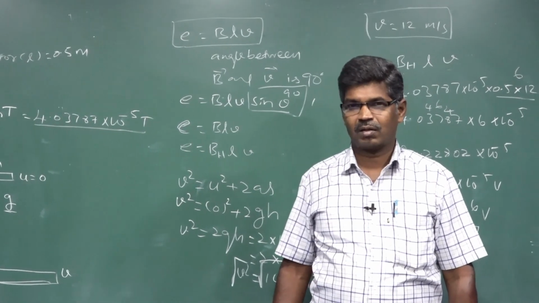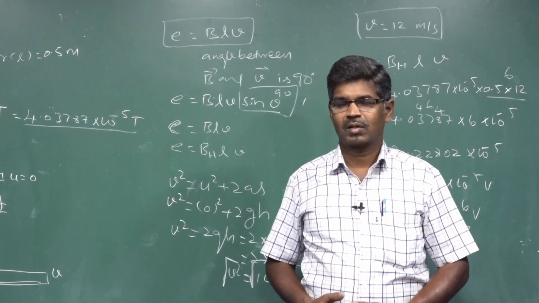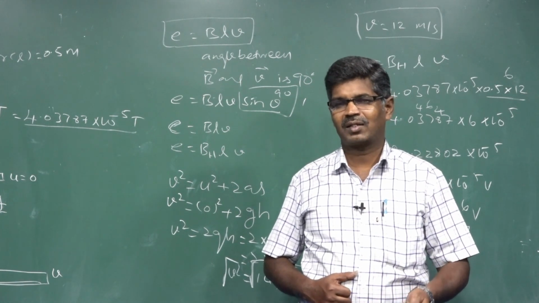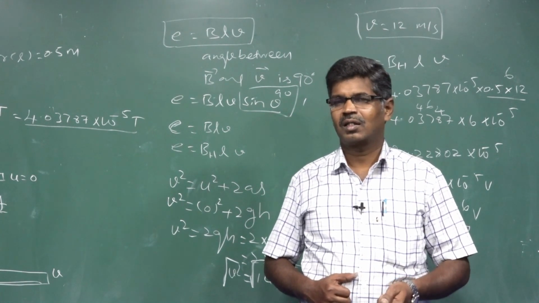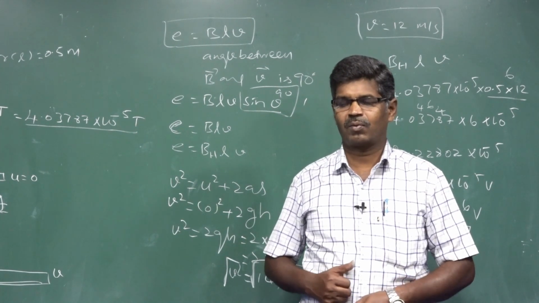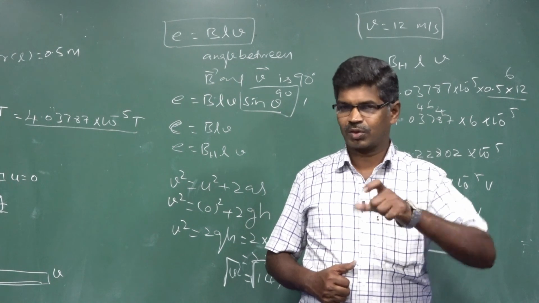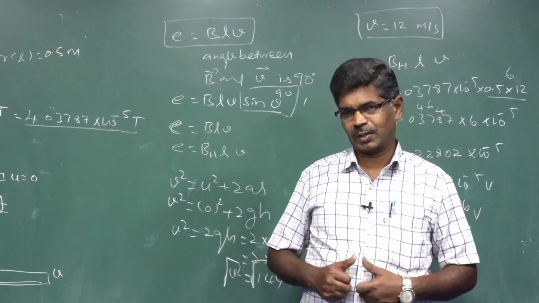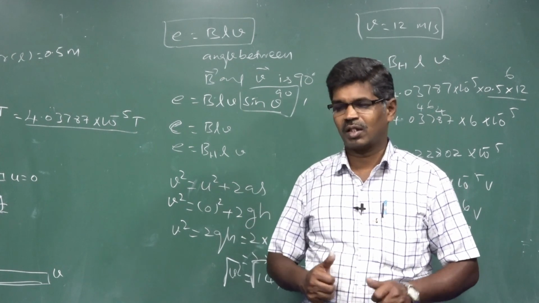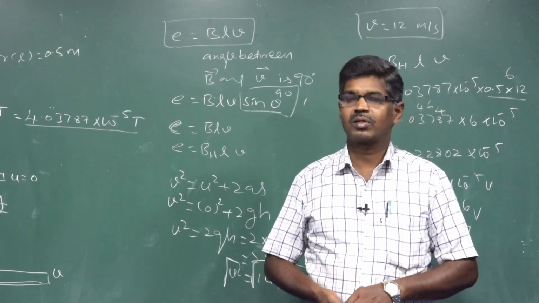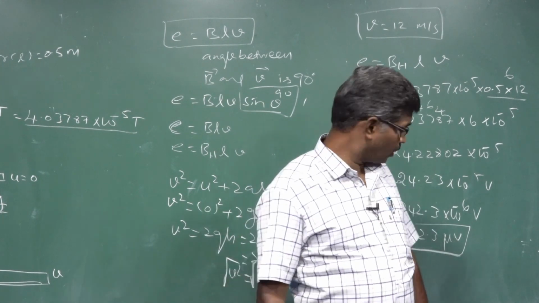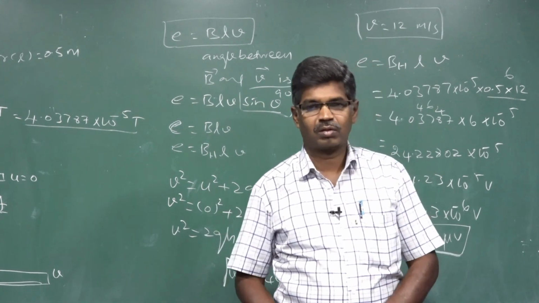Okay, thank you all. Go through our book about motional EMF from Faraday's laws and energy conservation. After that, go through problem 4.8. Go through the question in our book very clearly. Then use that idea to calculate the EMF induced. The final value of the induced EMF is 242.3 microvolt. Thank you all.